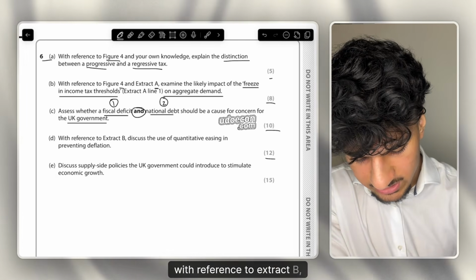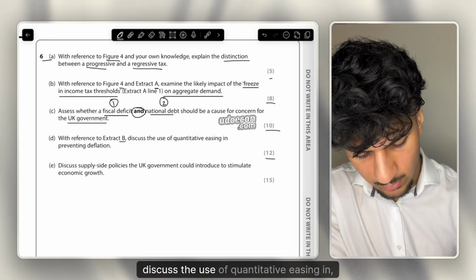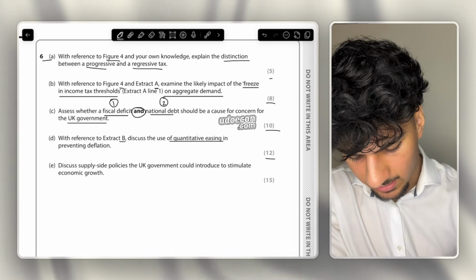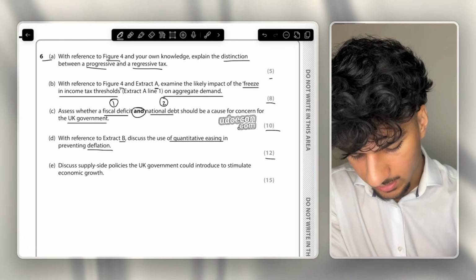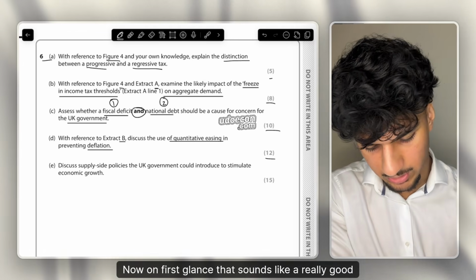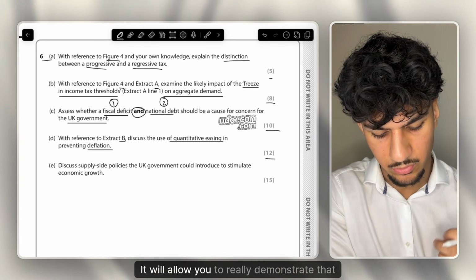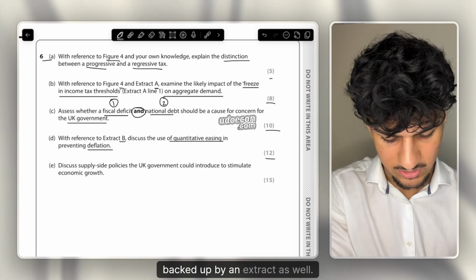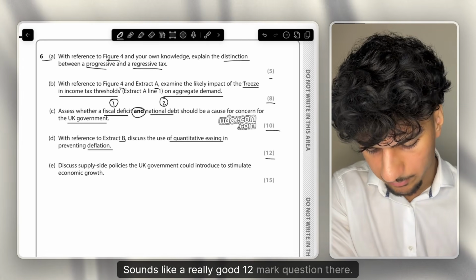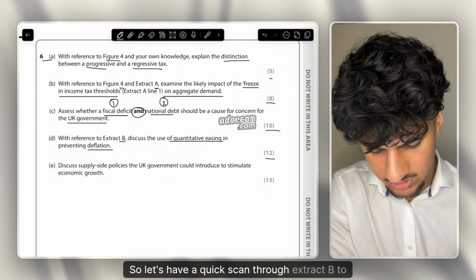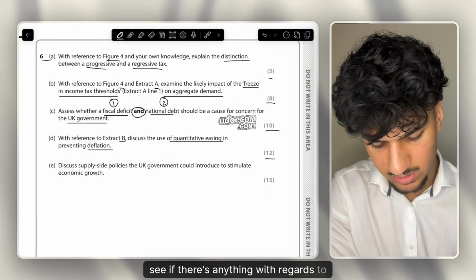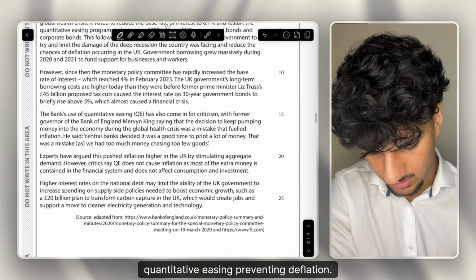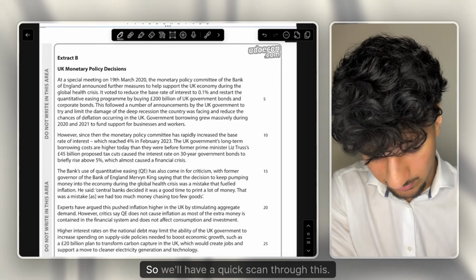With reference to extract B, discuss the use of quantitative easing in preventing deflation. Now, on first glance, that sounds like a really good question. It will allow you to really demonstrate that knowledge you have on quantitative easing, and it's backed up by an extract as well. Sounds like a really good 12-mark question there. So let's have a quick scan through extract B to see if there's anything with regards to quantitative easing preventing deflation. Okay, so extract B is quite large, so we'll have a quick scan through this.